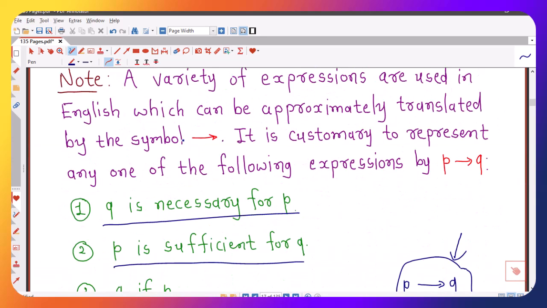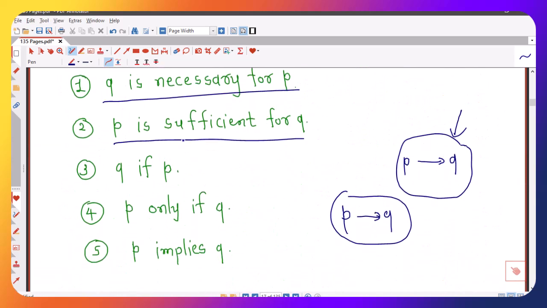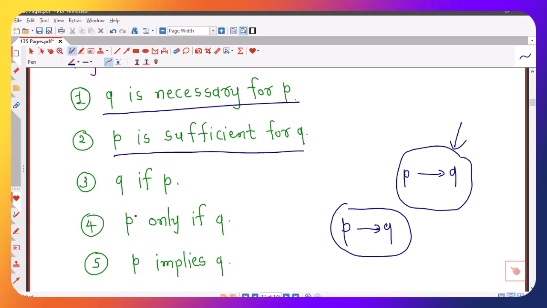So these are the different ways of writing the same conditional statement. We can write Q if P, that is, if P is true, then Q is true; P only if Q; and P implies Q. Whenever we are translating English sentences into conditional statements, we will remember that in this type of situation we are going to use implications.